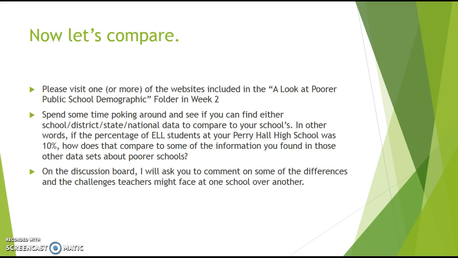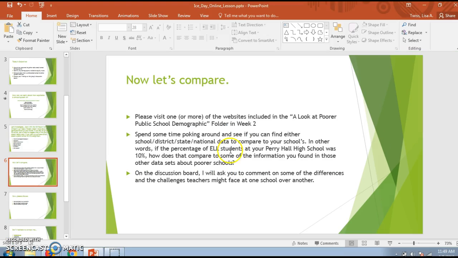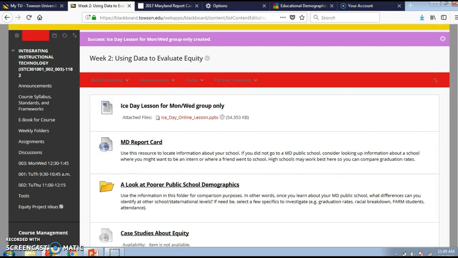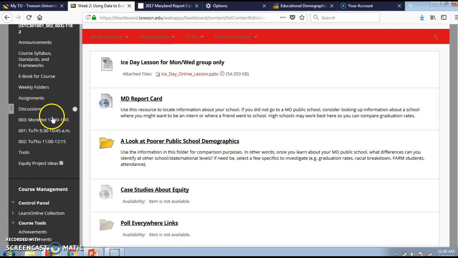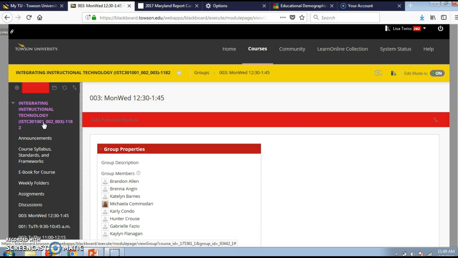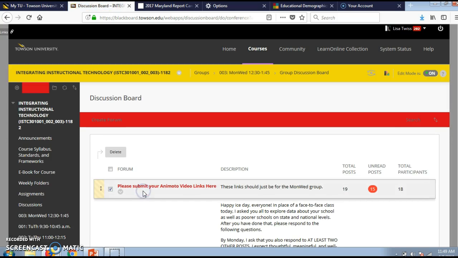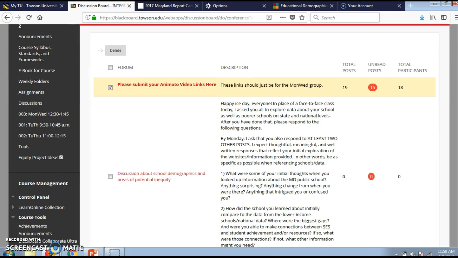Once you've done that, again, writing down notes wherever you can so that you can talk about it, the idea is that you're going to comment and talk on a discussion board. So I'm back into our Blackboard site. And for this, I'm actually going to go to your section, which is the Monday, Wednesday. And if you click on Group Tools, the group discussion board, you'll see that I have created this, your Animoto discussion.